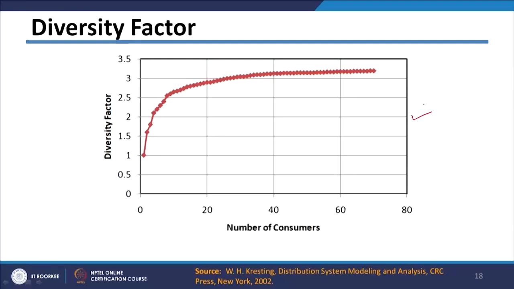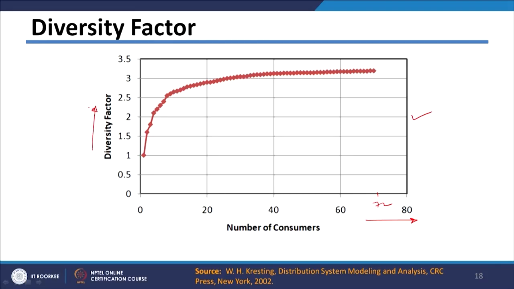So, in this particular figure, I have shown you the curve which shows number of consumers versus diversity factor. On the x axis I have plotted the number of consumers, ranging from 0 to 80. Generally we have plotted up to 72 consumers, and then the diversity factor ranging from 0 to 3.5.